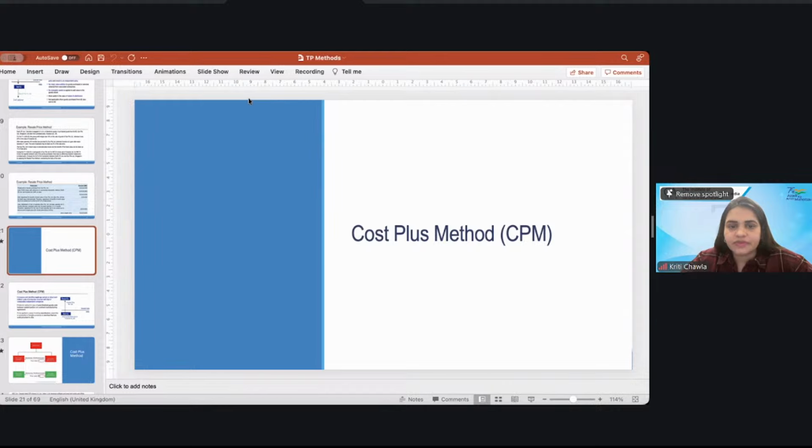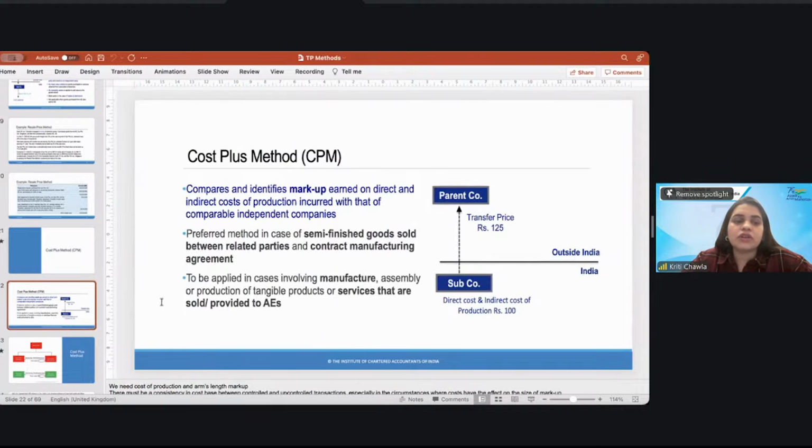Okay, which situations? Yes, that's absolutely correct. It's applicable on contract manufacturing situations or manufacturing agreements.